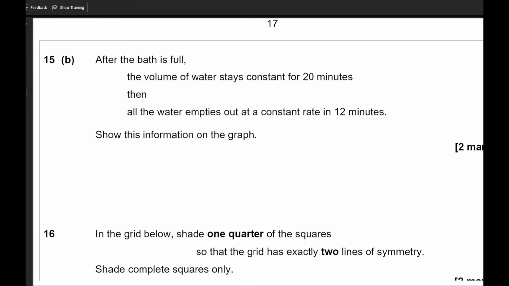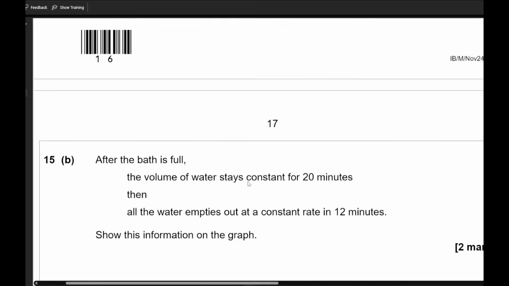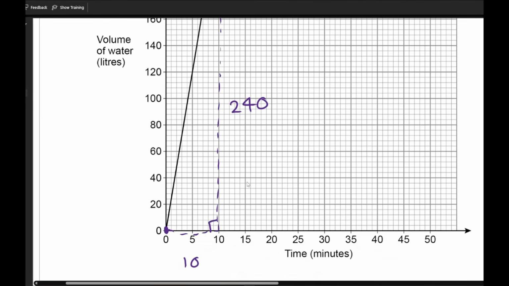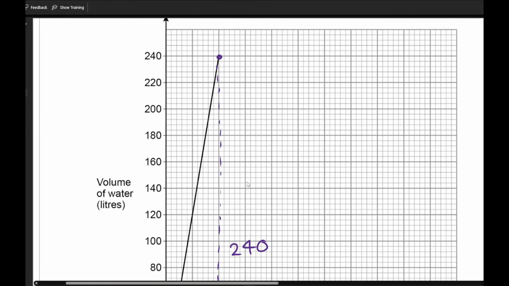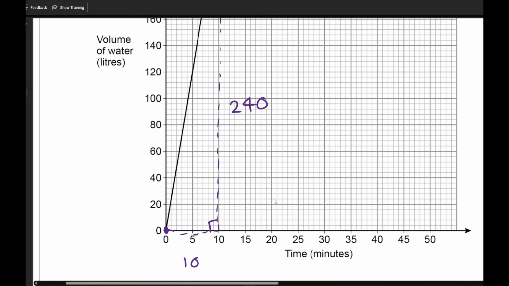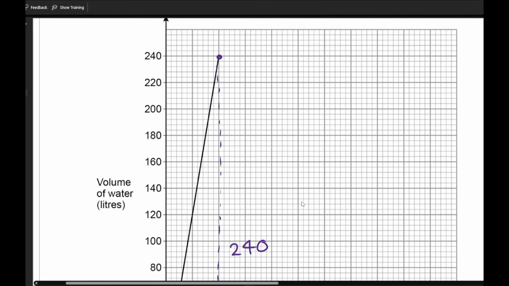Then for part B, it says after the bath is full, the volume of the water stays constant for 20 minutes. Then all the water empties at a constant rate of 12 minutes. Show this information on the graph. So looking at this, if we return back to our graph, we need to stay in the bath for 20 minutes. So it's looking like 4 squares across.